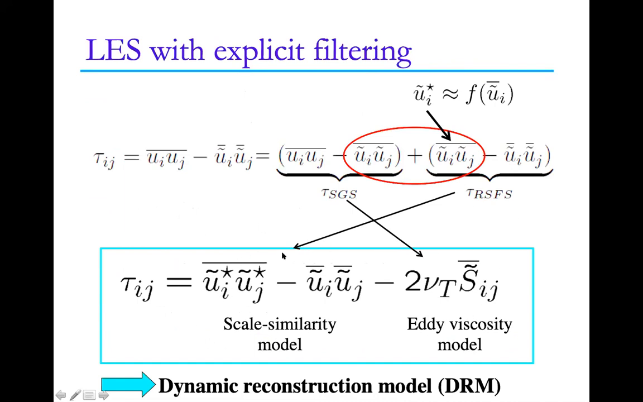I'll just show this part down here. It's a scale similarity model that has this piece that's combined with an eddy viscosity model. And so this approach we call the dynamic reconstruction model. The eddy viscosity coefficient is actually determined dynamically. It evolves in space and time as the simulation continues.